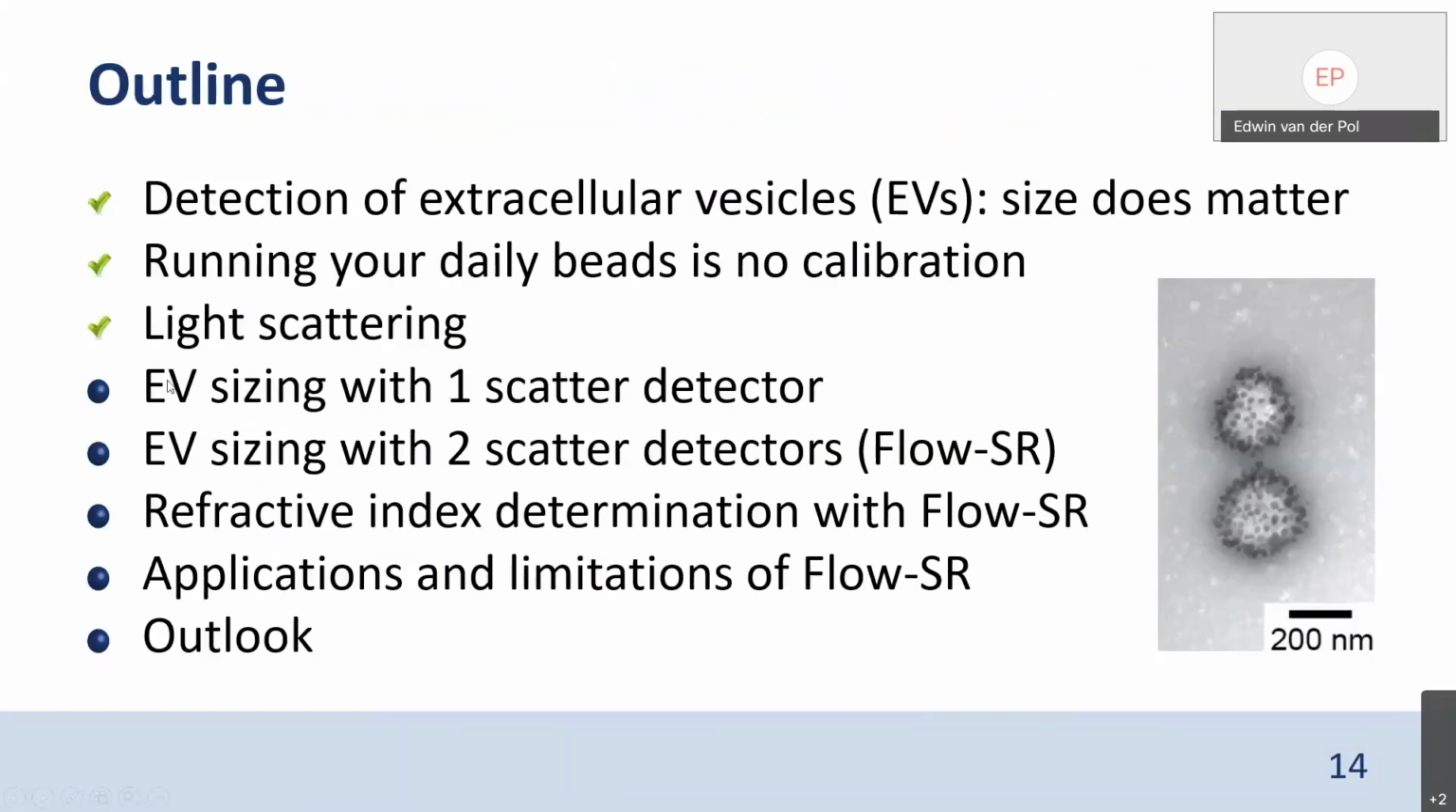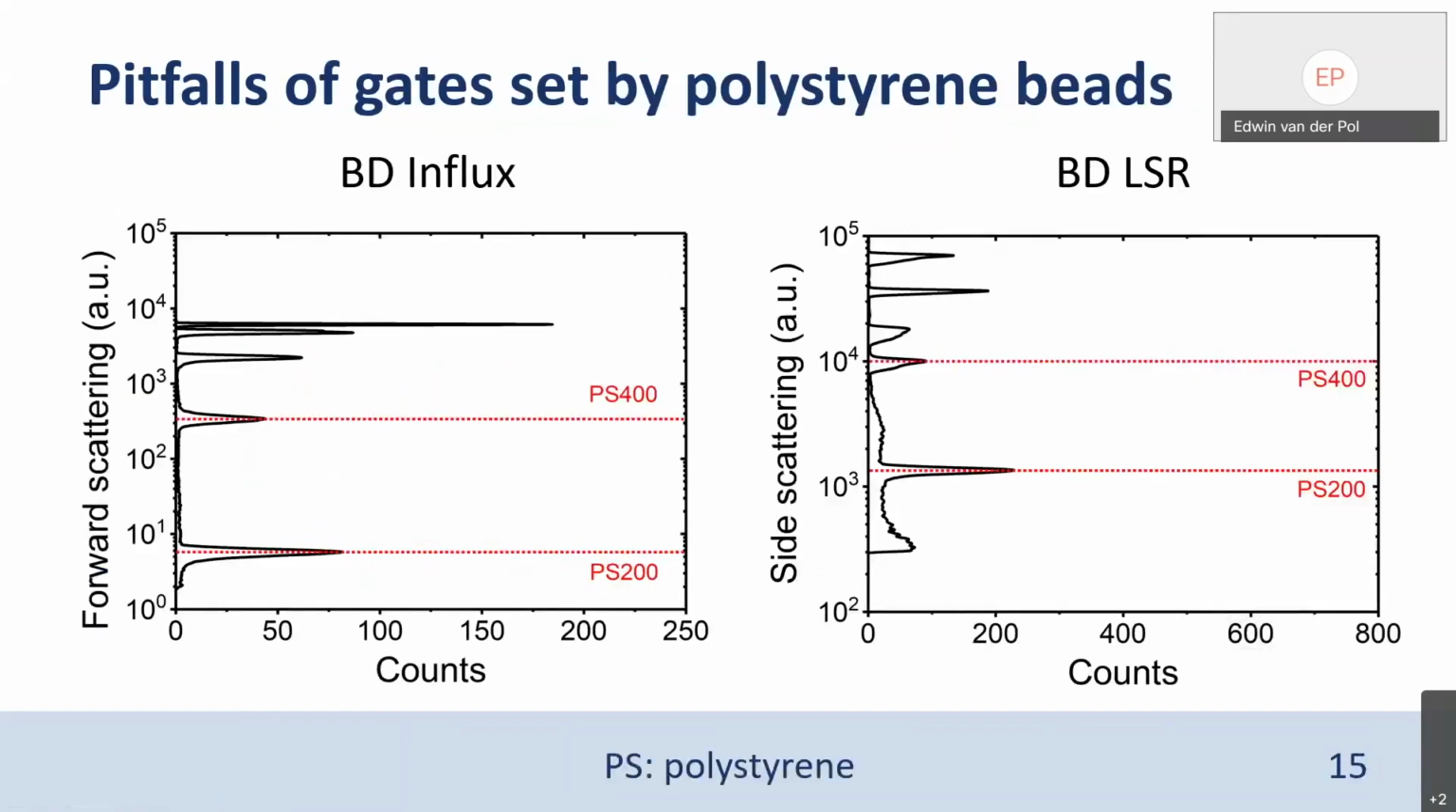Now, let's see what we can do with this theory to facilitate sizing of EVs using one scatter detector. And for that, I use data from 2 different flow cytometers. On the left, we see the Influx. On the right, the LSR. And they measured the same mixture of polystyrene beads. And we're going to pretend we want to set a size gate based on 200 and 400 nanometer polystyrene beads.